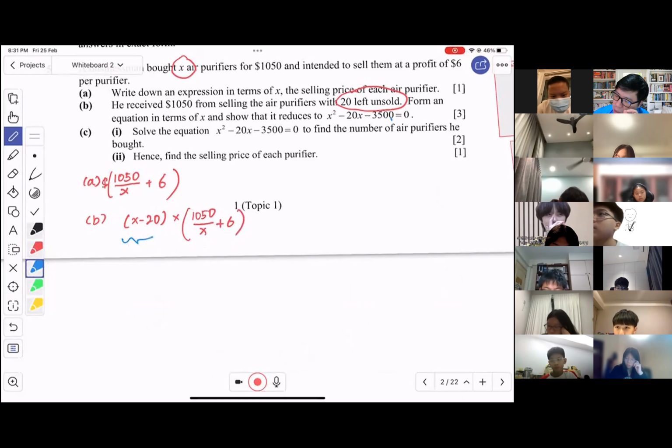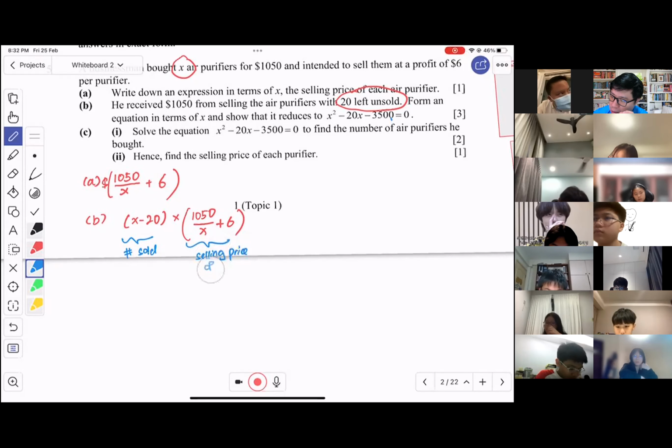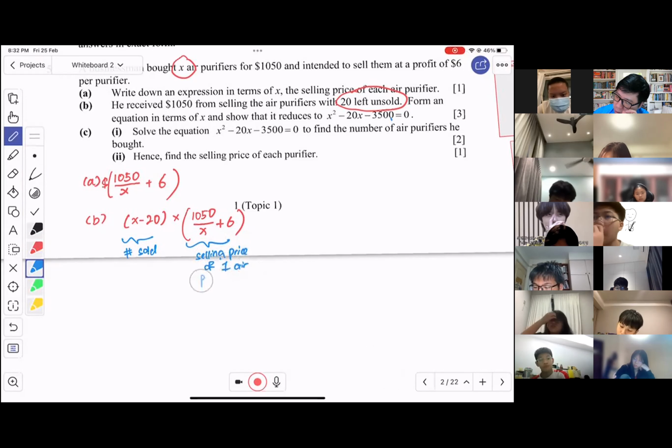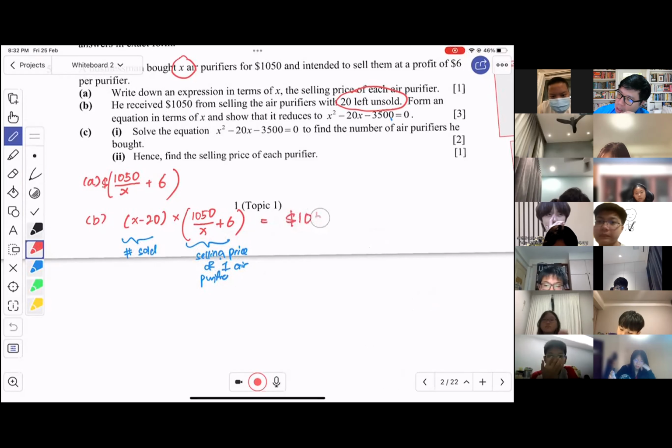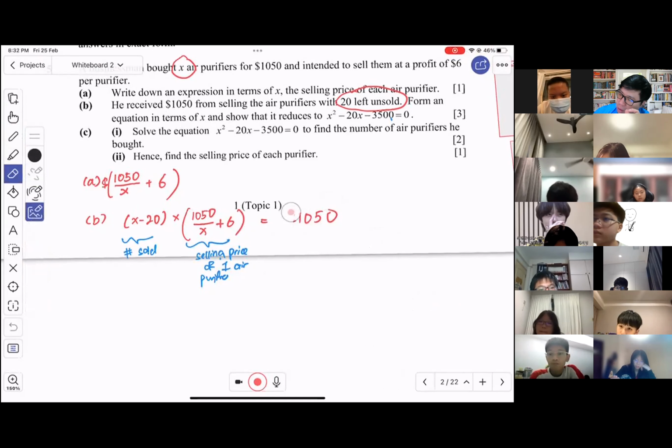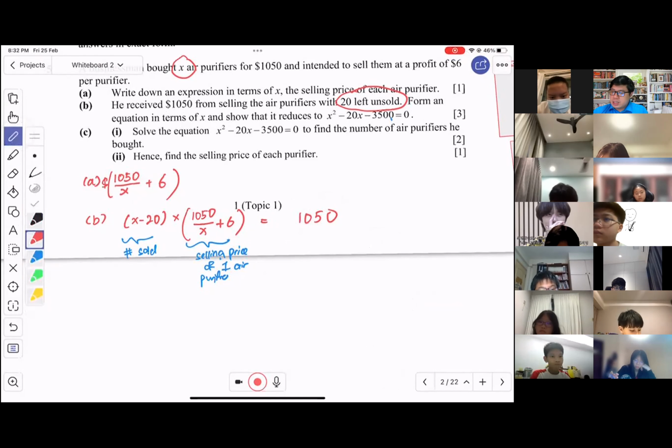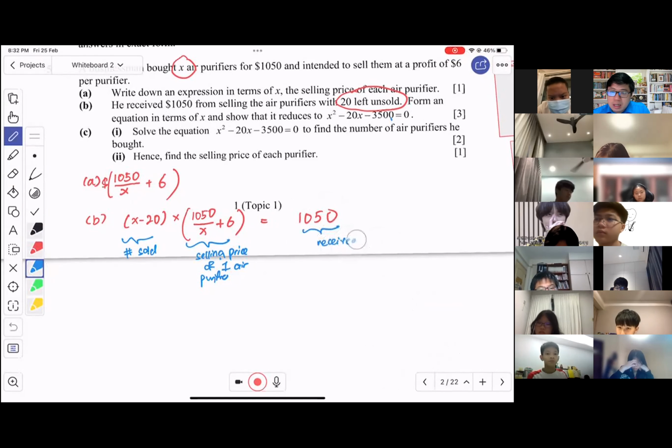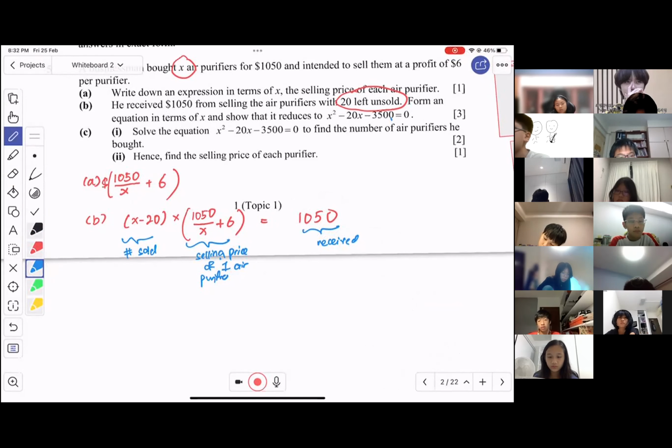This is the number sold. I put a hashtag on this number. This is the selling price of one air purifier. The amount that I received is 1050. I can take away the dollar sign, so it looks like that. This is the amount received. So I'm using all the information in English, but I'm writing it out in math.